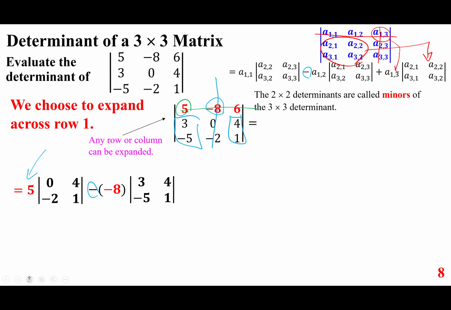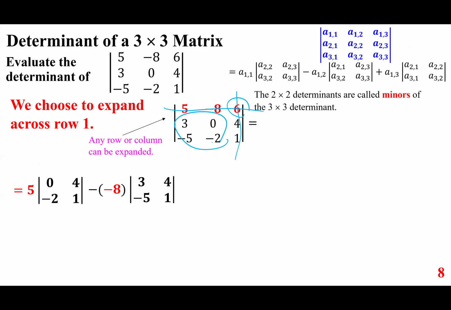Finally, we go with number 6. So we cross this out. 6 times what is left? Plus. That's it.